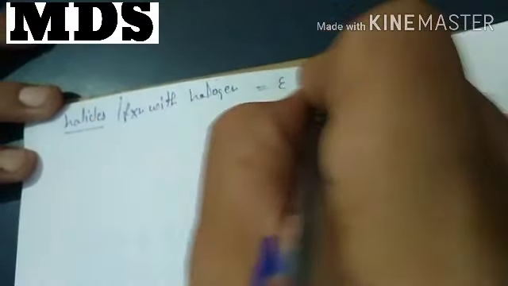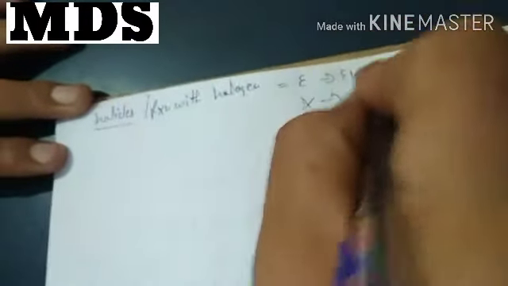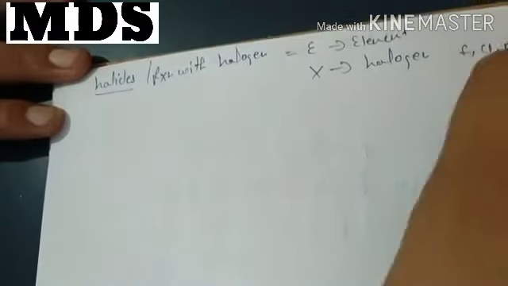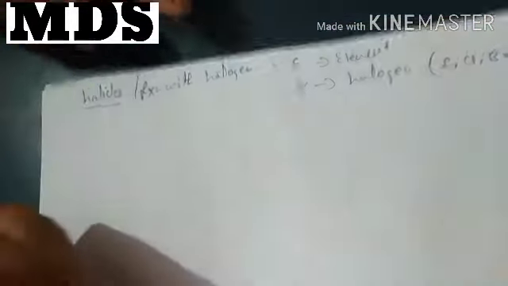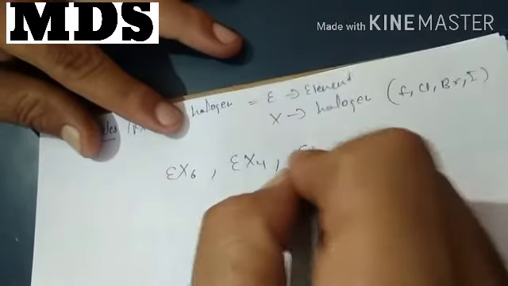Now the next one is halides, or you can say reaction with halogen. So if E represents the element of the 16th group and X represents the halogen, that is fluorine, chlorine, bromine and iodine, you know very well. All the elements form these kinds of halides particularly.